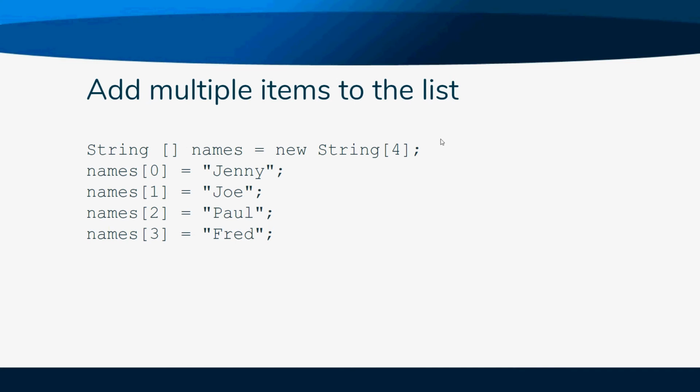Okay, now you can add multiple items to your list, and so in this situation, instead of using an initializer list, I'm declaring my array as size 4, and then I'm putting Jenny into position 0, Joe into position 1, Paul into position 2, and Fred into position 3. I should have done the Beatles, huh? Anyway. Now here's an example though.